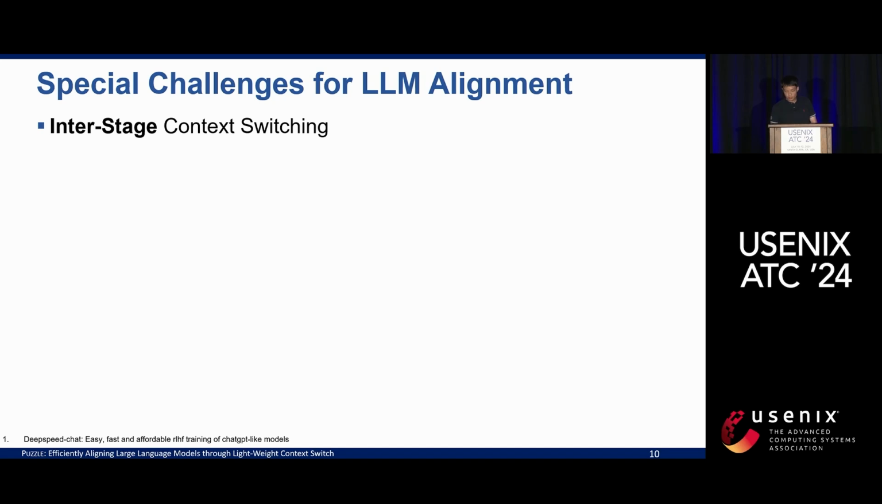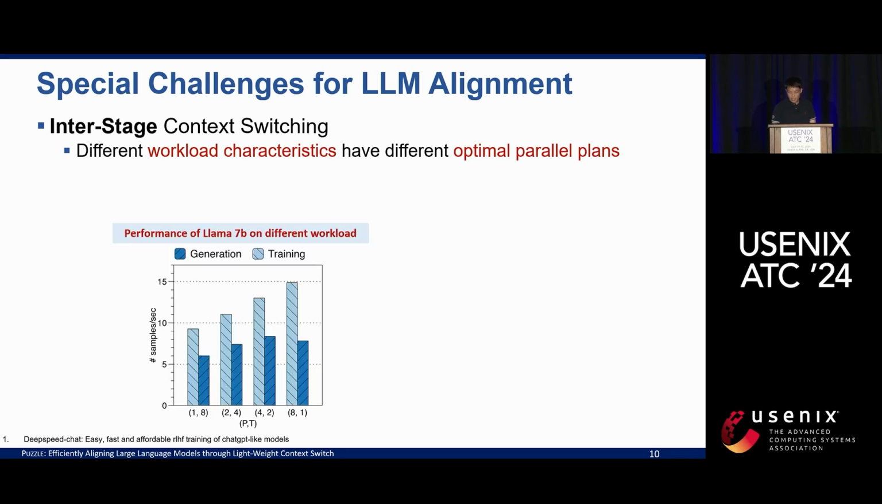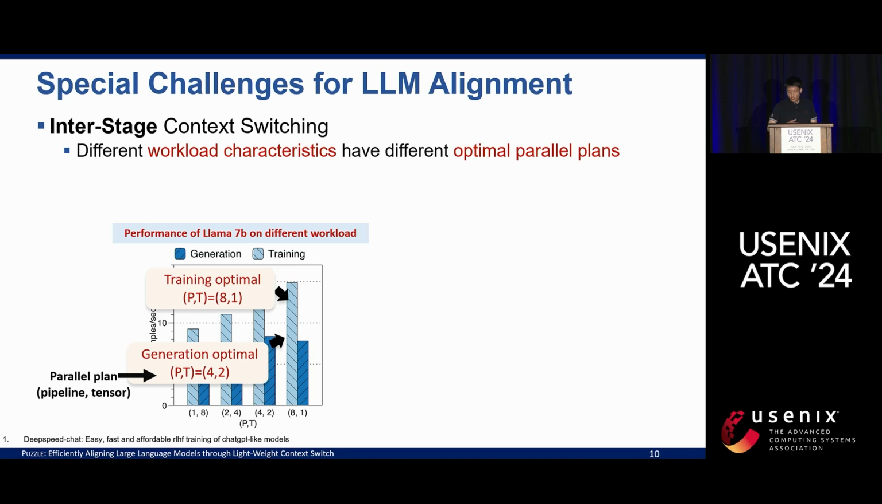The second challenge is inter-stage context switching. First, we notice that different workload characteristics have various optimal parallel plans. As we can see in this figure, the generation workload is better on a parallel plan with a pipeline parallelism of 4 and a tensor parallelism of 2. However, the training workload is better with a plan which is pure pipeline parallelism.